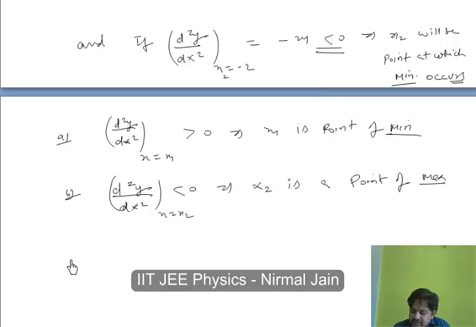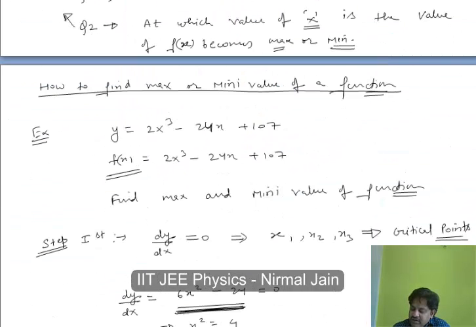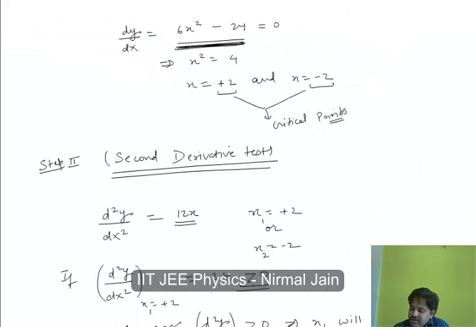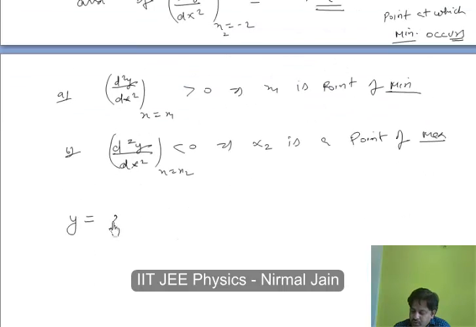So what will be the maximum or minimum value? We can easily find that. The function was 2x cube minus 24x plus 107. So 2 into 2 cube minus 24 into 2 plus 107. Right. So if I put x equal to 2, I get this.